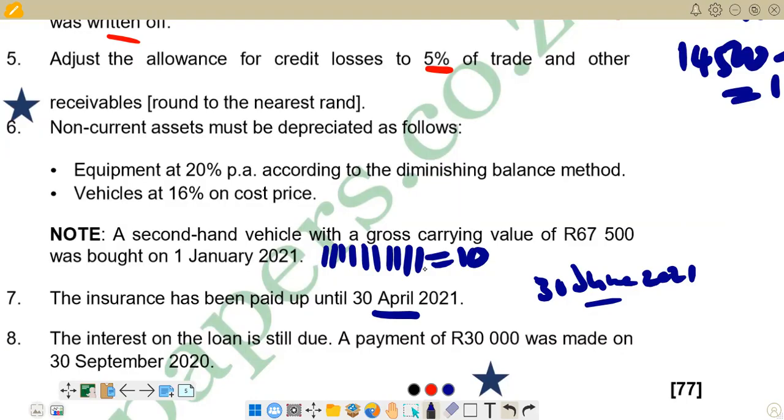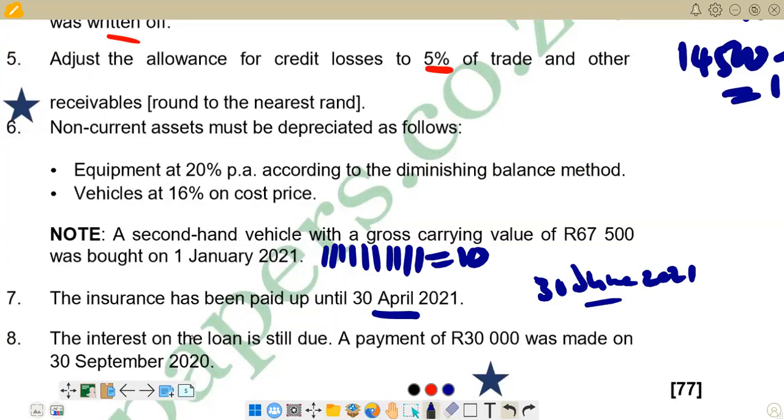But we have other 2 months that are not yet included there. According to the matching concept, those 2 months belong to this period, so we have to include them. So you have to calculate what was the monthly payment, and then we multiply by 2 to get for 2 months, and then we add to the total that we have in the nominal section.